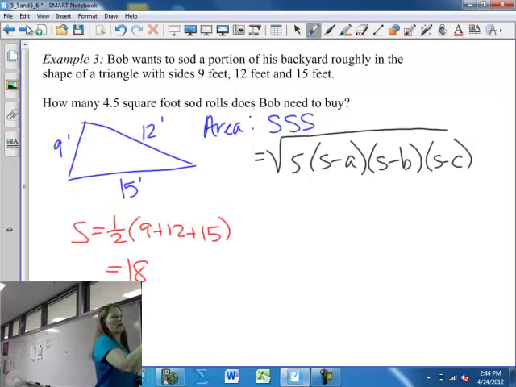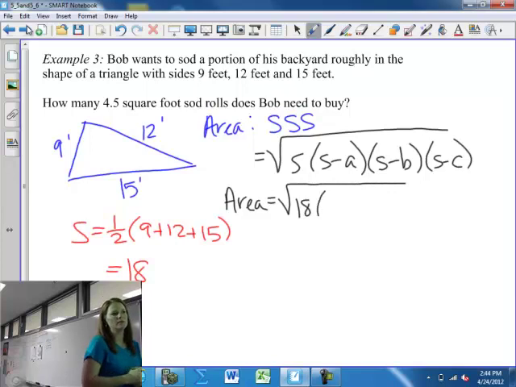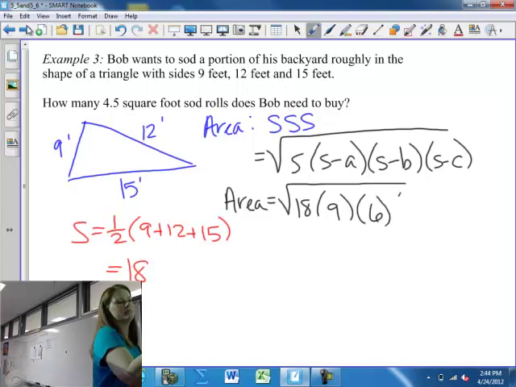It's really kind of a cool proof. Area is simply going to be the square root of 18 times 18 minus 9, which is 9, times 18 minus 12, which is 6, times 18 minus 15, which is 3. You can subtract in your head, it's fine. Multiply that all together, take the square root, and you end up with, well, exactly 54 square feet.